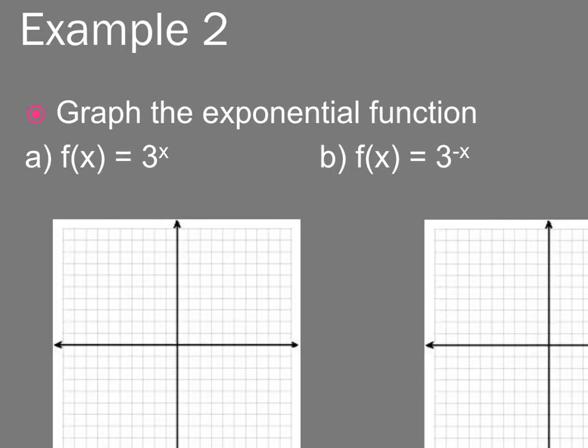All right, so let's look at these two graphs. What do you notice is similar or the same in each of A and B? They have the same base. Good. What do you notice is different? They have a negative. There's a negative in the exponent.